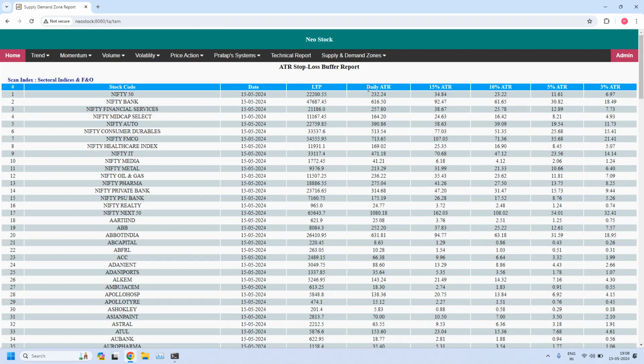So these are the stop buffers. This is the daily ATR, and 5% ATR you have to use for DIT, daily income trade. 3% ATR you have to use for HIT, that is hourly income trade. So I will be scrolling this list down. Before that, the first 17 in this list are indices, sectoral indices. Remaining all are equity stocks, but they are taken from the F&O category.